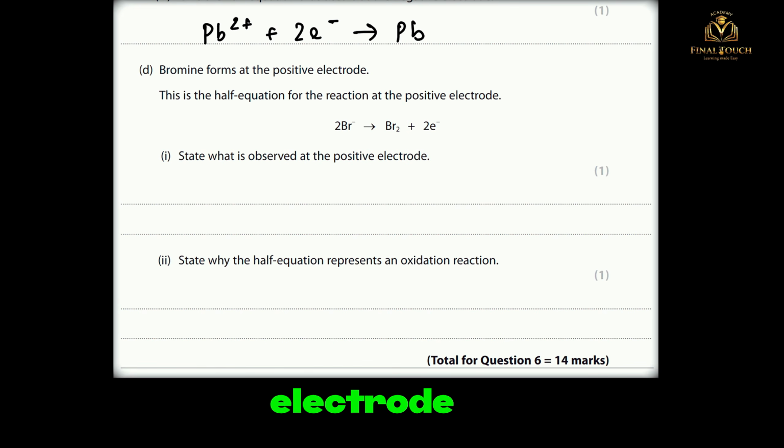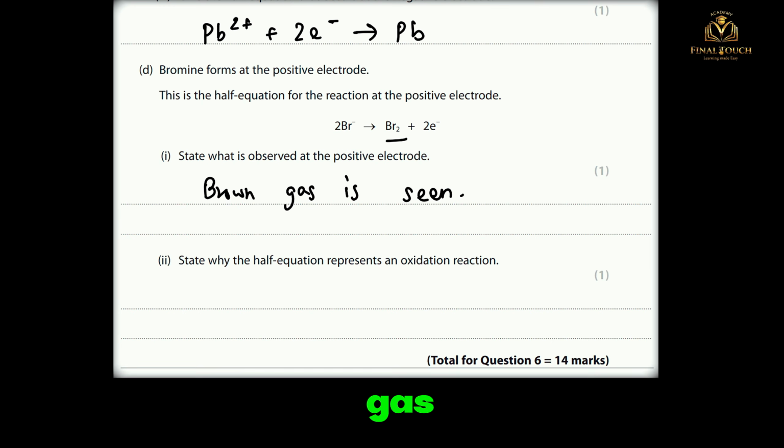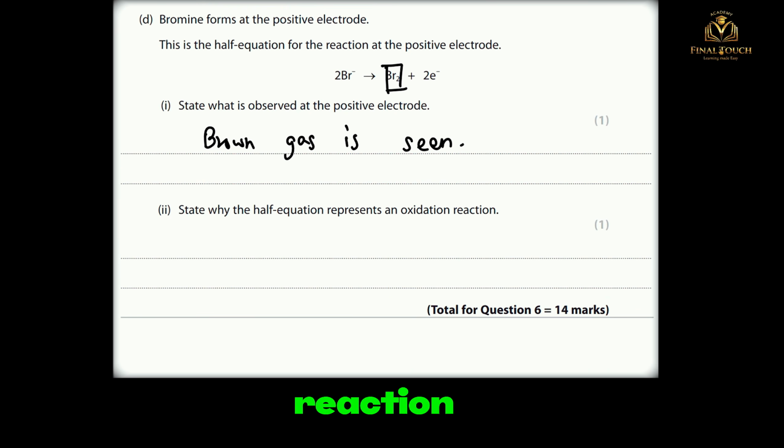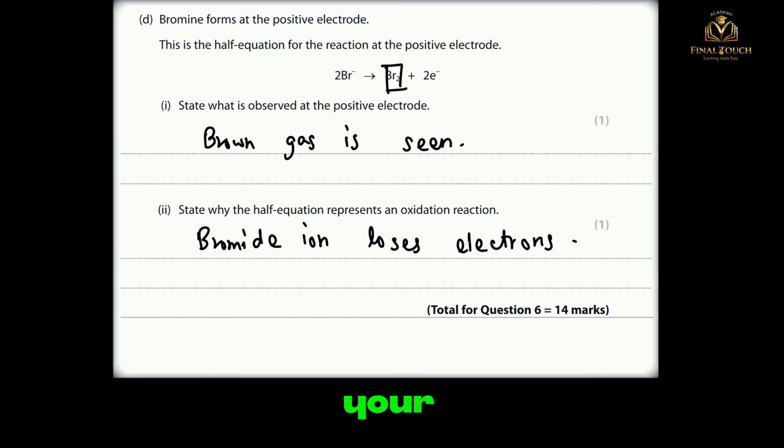Bromine forms at the positive electrode. This is the half equation for the reaction at the positive electrode. State what is observed at the positive electrode. Since there is bromine, brown gas is seen as bromine gas is being produced. State why the half equation represents an oxidation reaction, because the bromide ion loses electrons. That's your answer for question 6.